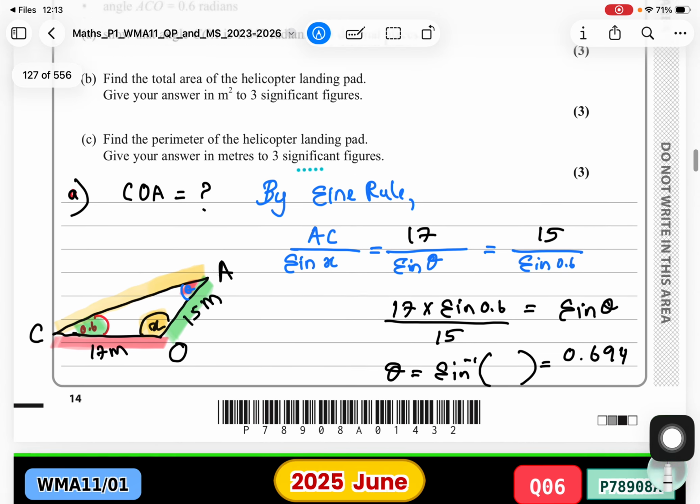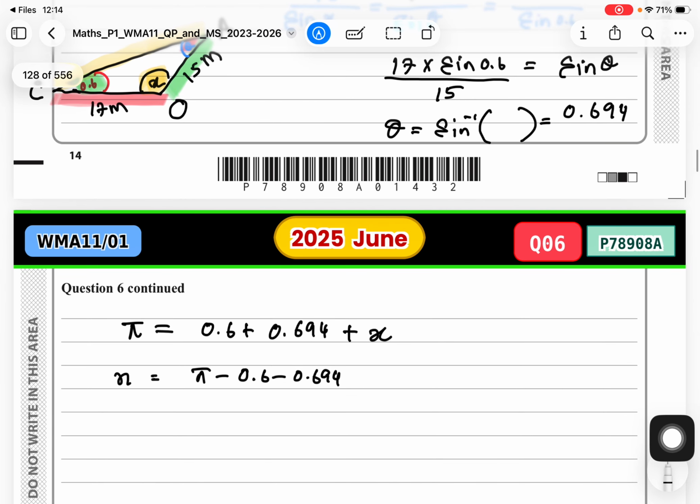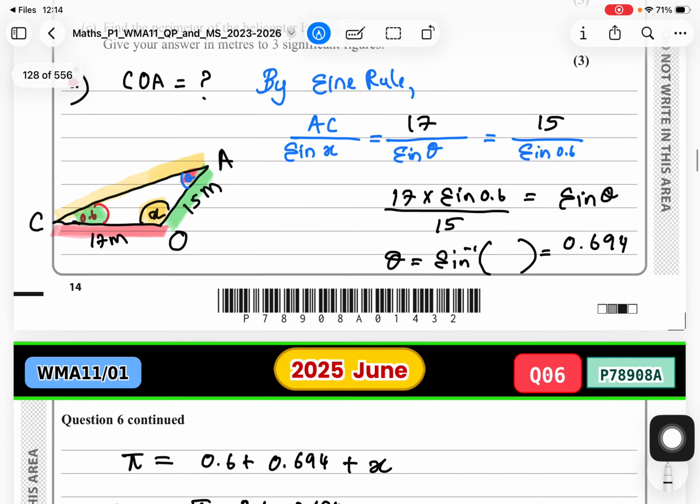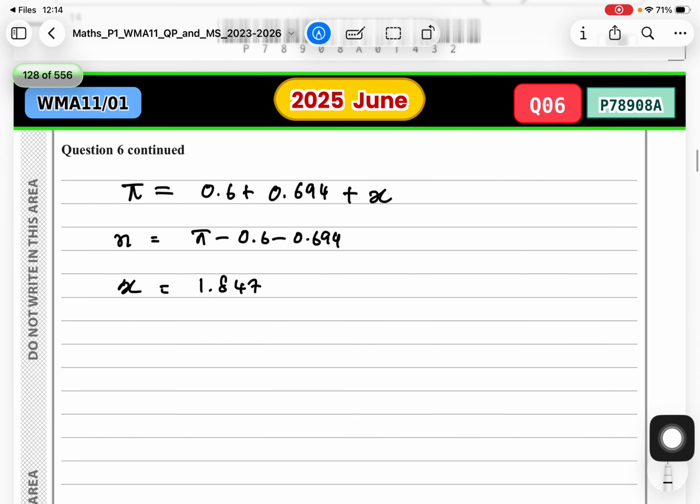If we know this, in a triangle the three angles add up to 180, which is pi. So pi equals 0.6 plus 0.694 plus x. So x would be pi minus 0.6 minus 0.694. So you can easily get it: 1.847. But let's see how many significant figures they're asking for. It's 3 decimal places. Yes, so we can finish it here.